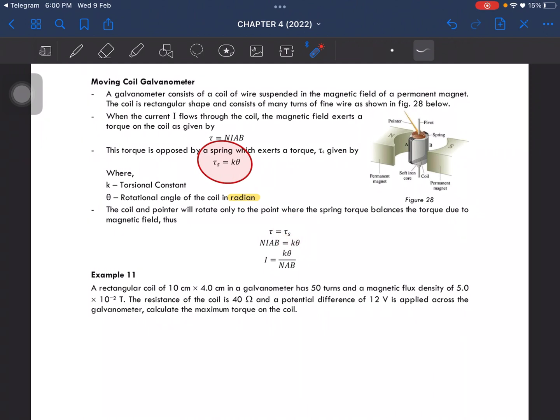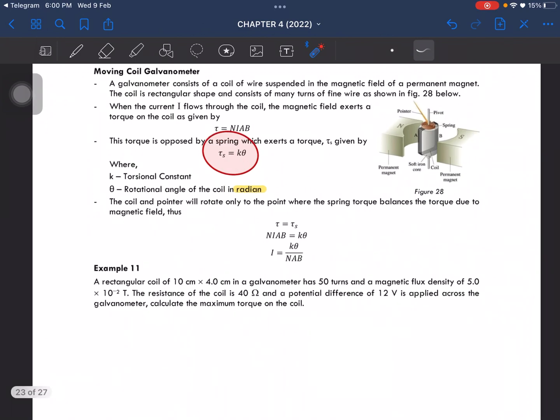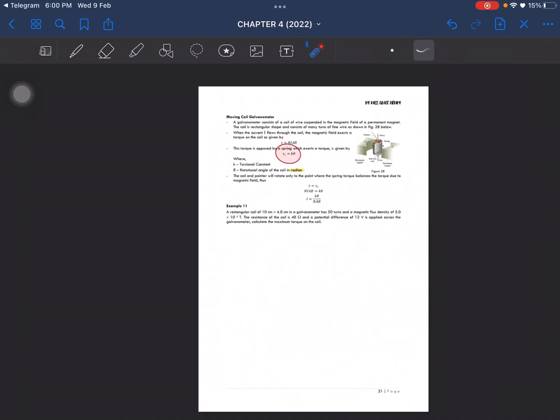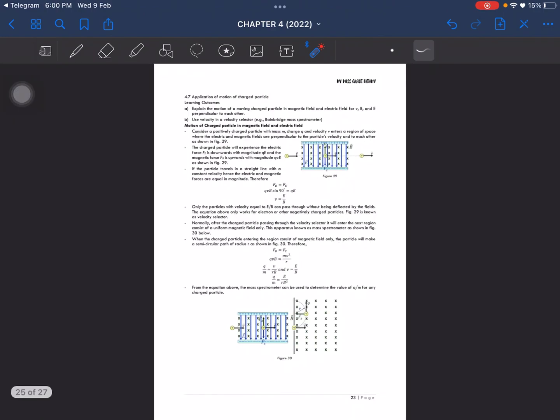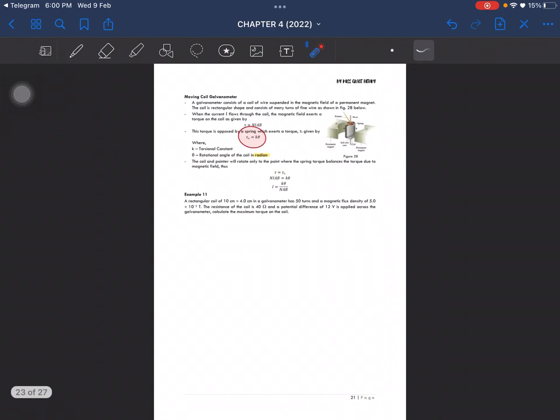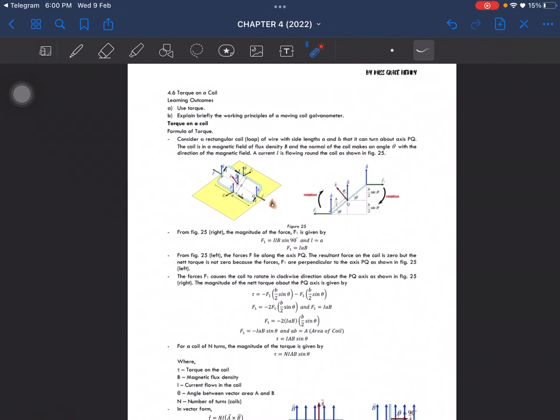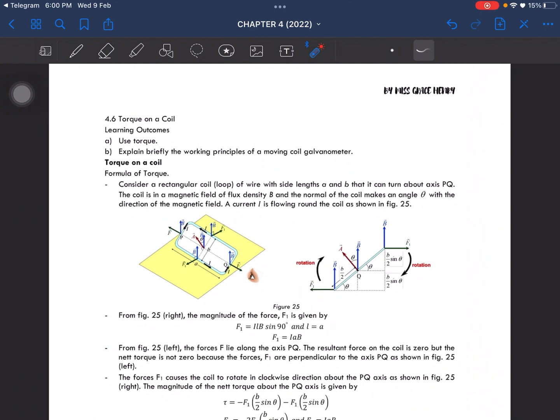So this would give us the current, not the magnetic field. Okay, alright. So that is basically the theory part for our sixth topic, which is torque on a coil.